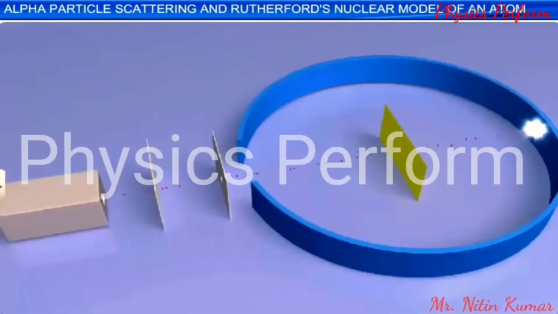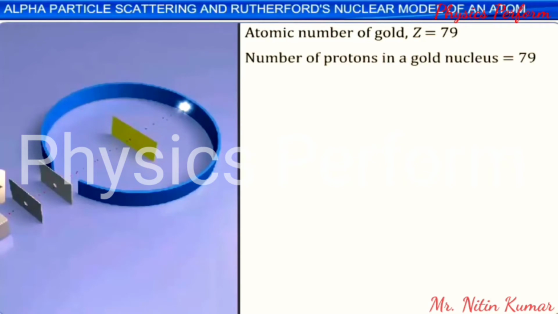Now, by using Rutherford's nuclear model of the atom, we can explain the scattering of alpha particles from the gold foil. As the gold foil is very thin, it can be assumed that the alpha particle undergoes one scattering due to the gold nucleus. So, to calculate the trajectory of an alpha particle, it is enough to consider the scattering of an alpha particle by a single gold nucleus. The atomic number of gold is 79. That is, the nucleus of gold contains 79 protons.